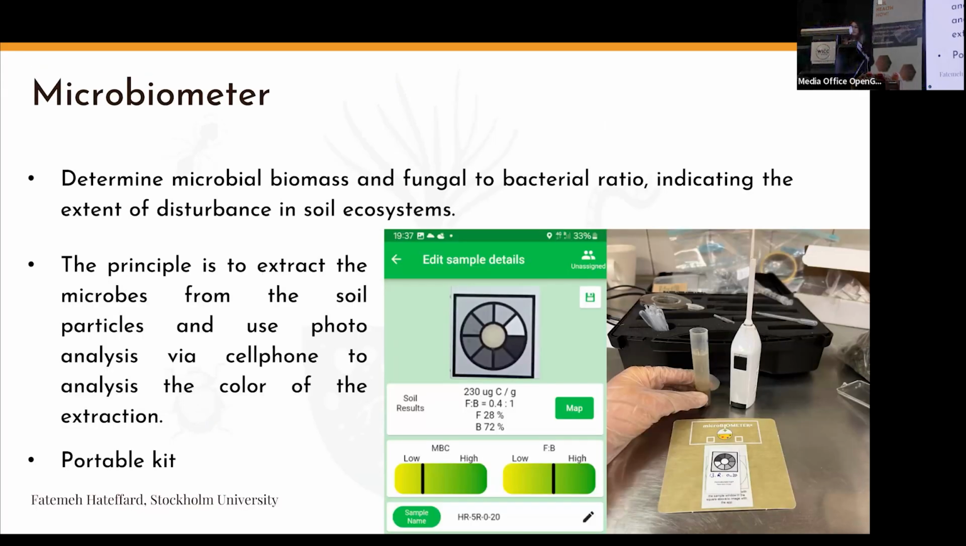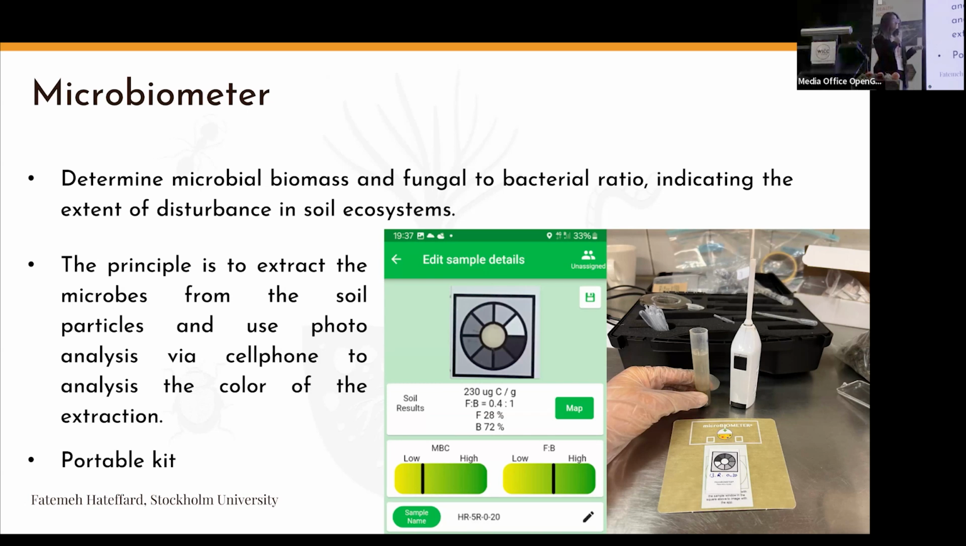The other method that we are doing is the microbiometer, which gives us the fungi to bacteria ratio. We know that the higher the fungi to bacteria ratio, the more nutrients are available in the soil. This method is quite easy because you just need the portable kits, and farmers can go to the field and check the healthiness of their soil by doing the test. The test takes only 20 minutes, a really cost-effective method.